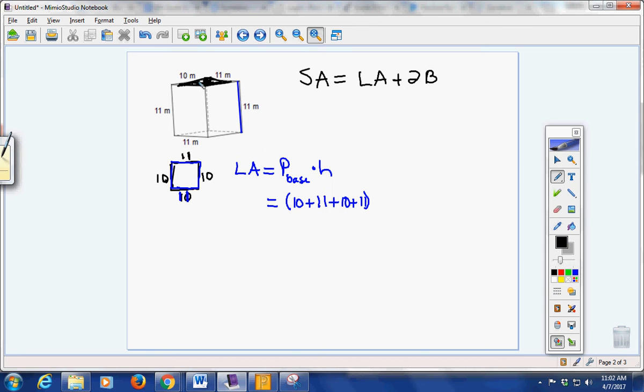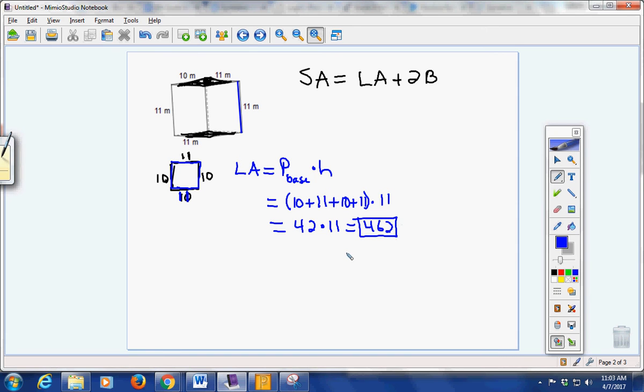Again, this height, ladies and gentlemen, is how far apart our two bases are. And if I pick this top to be my base, one of my bases, then the bottom has to be the other base. So how far apart are those two bases? They're 11. Now it's just typing things into a calculator. 10 plus 10 is 20, 11 plus 11 is 22. That works out to be 42 times 11, and 42 times 11 is 462.